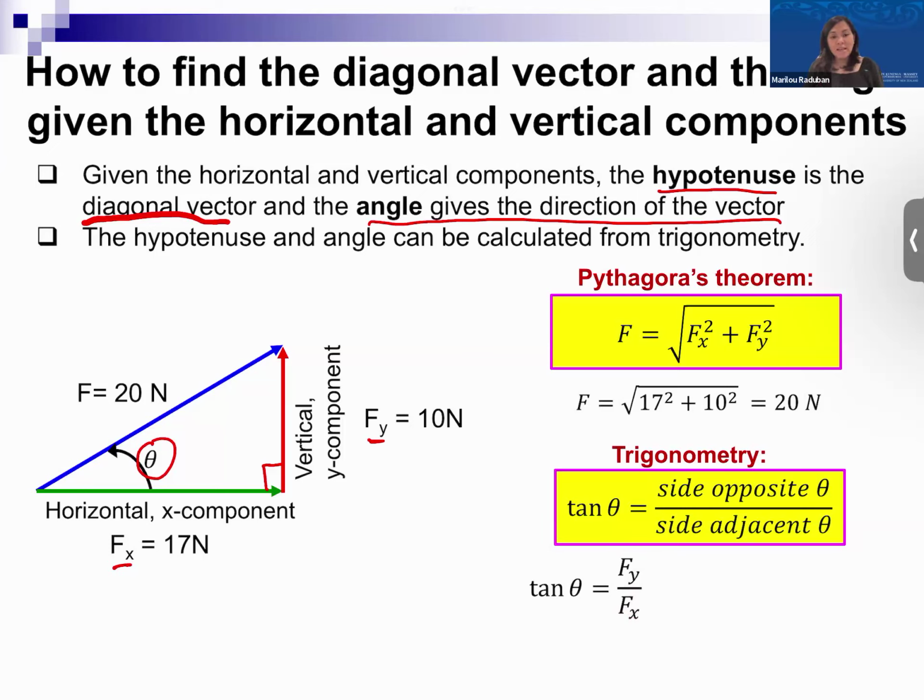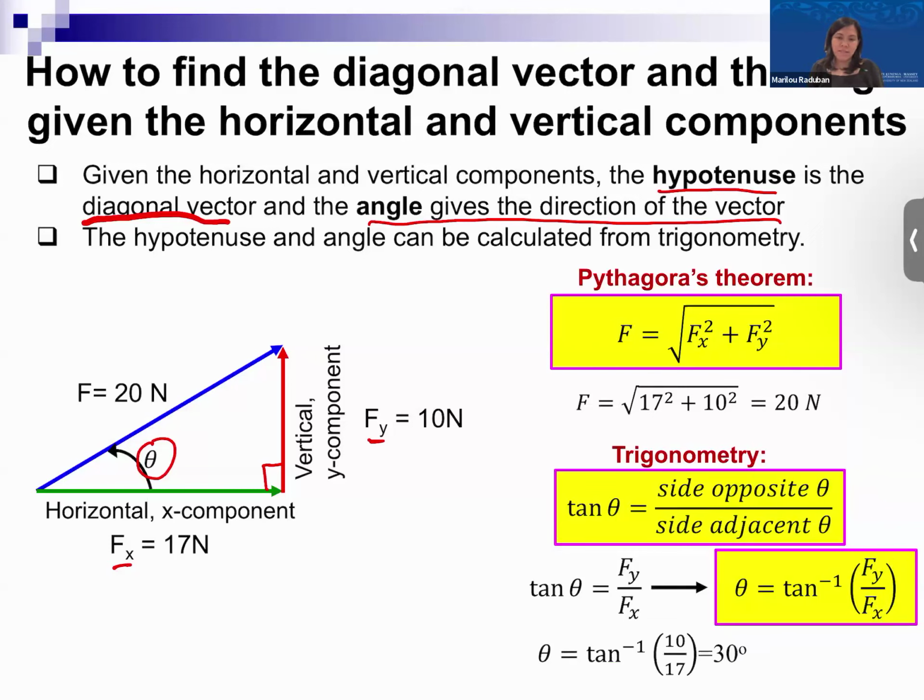We want theta, not tangent theta. So to get rid of this tangent here, we use the arctangent. So arctangent of the y component divided by the x component will give us the angle. Okay. The y component is 10 newtons, the x component is 17 newtons, so that will be 30 degrees for the angle.